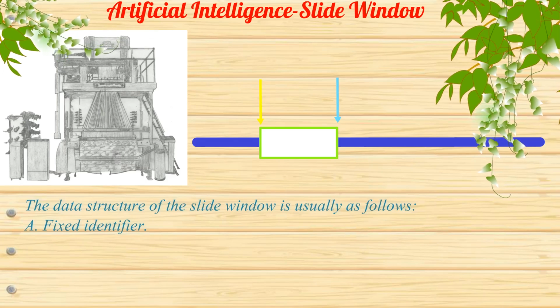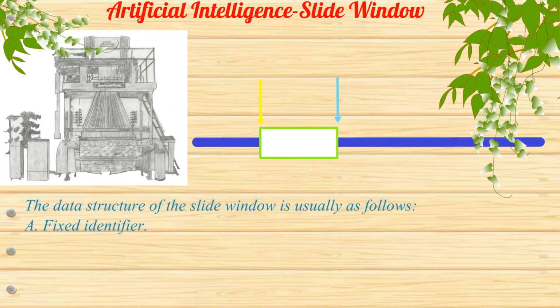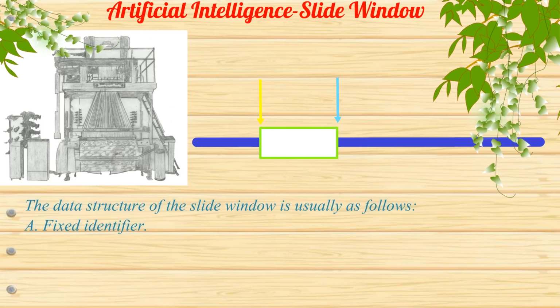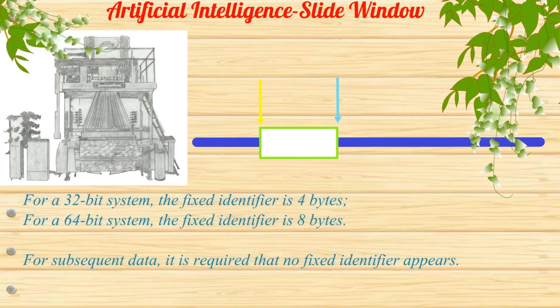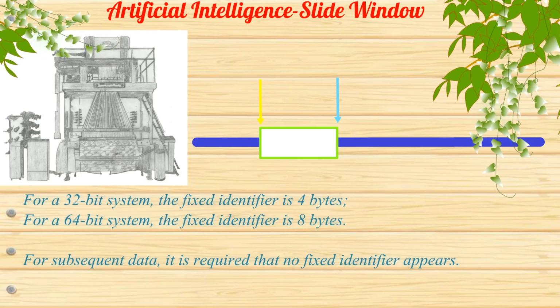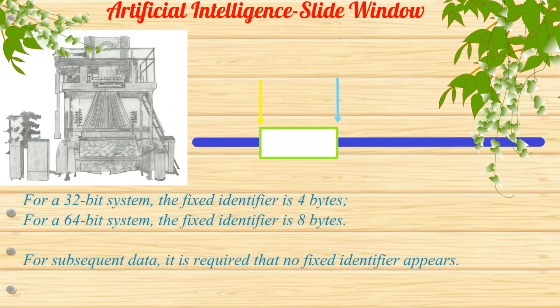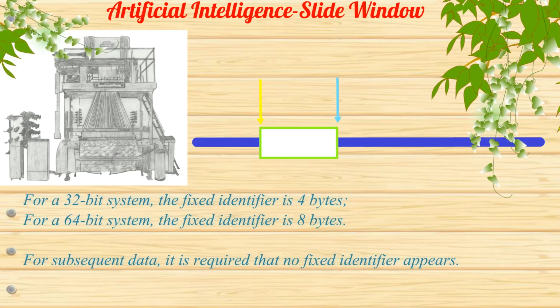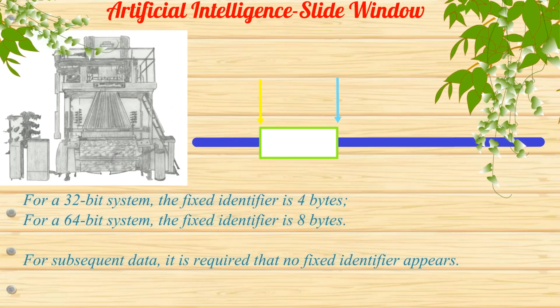The data structure of the slide window is usually as follows. A. Fixed identifier. For a 32-bit system, the fixed identifier is 4 bytes. For a 64-bit system, the fixed identifier is 8 bytes. For subsequent data, it is required that no fixed identifier appears.